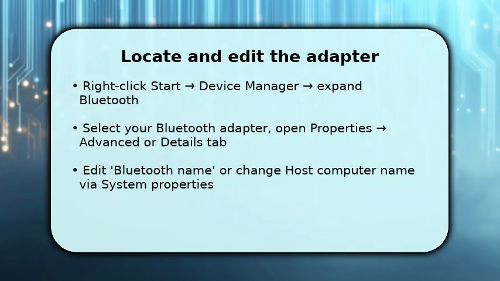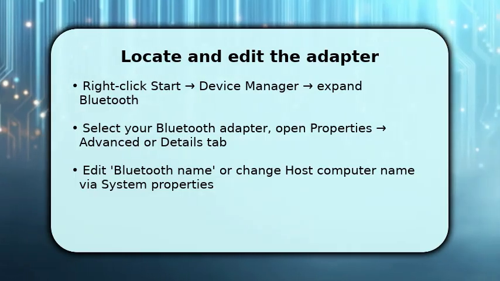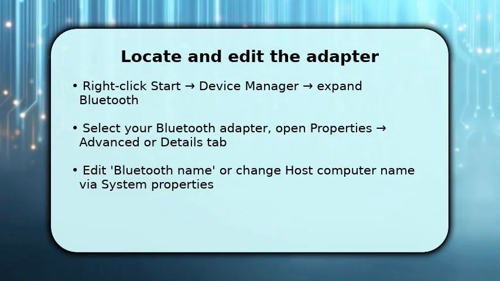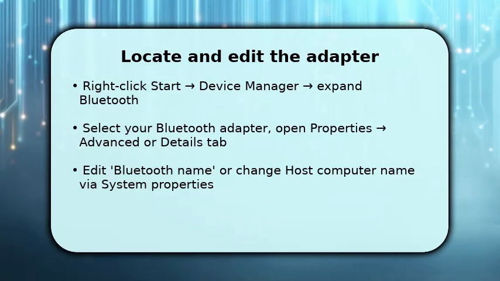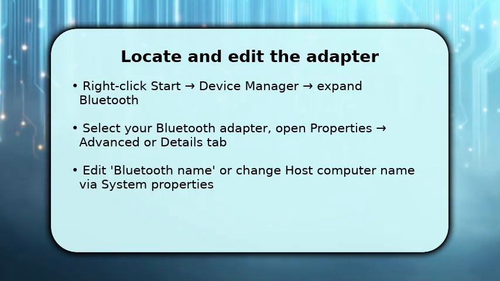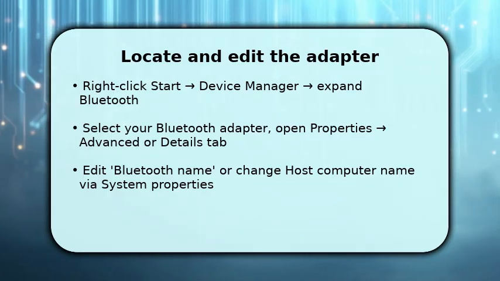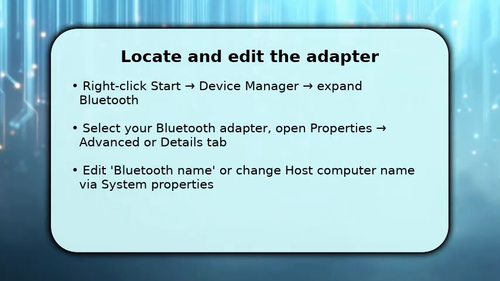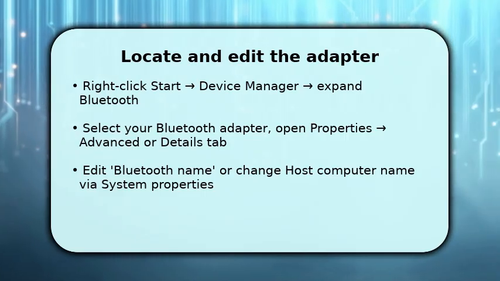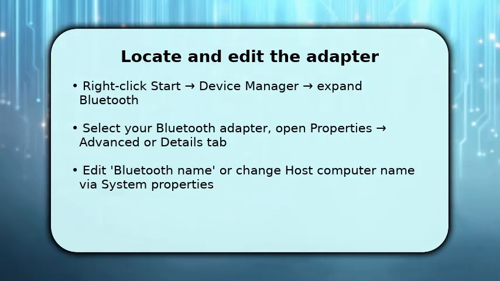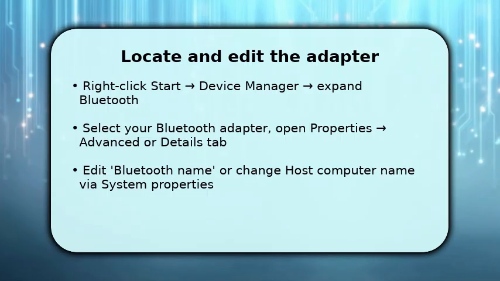In Device Manager, expand Bluetooth, right-click the adapter and pick Properties. Some Lenovo drivers expose the device name under the Details or Advanced tab. If the adapter lacks a name field, change your Windows device name. Open System Properties, click Rename this PC, enter the new Bluetooth visible name, and reboot.